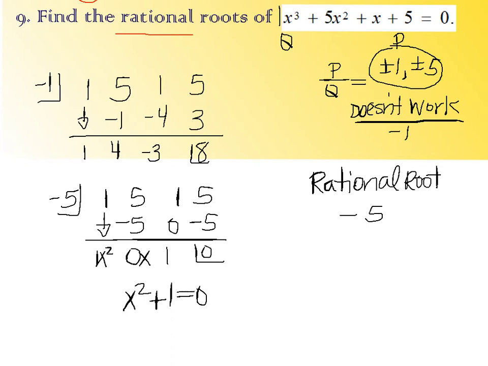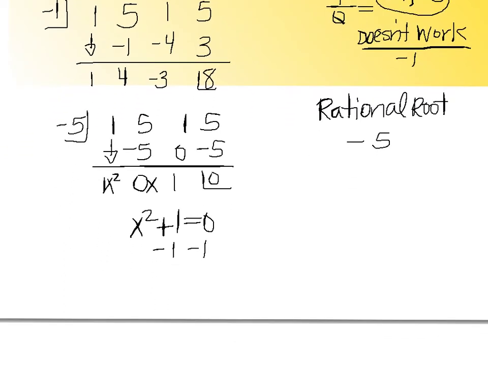When I solve this, I'm going to subtract 1 on both sides. And I get x squared equals negative 1. And then to get rid of the square, I'm going to take the square root of both sides. And when you take the square root, you end up with x is equal to plus or minus i.